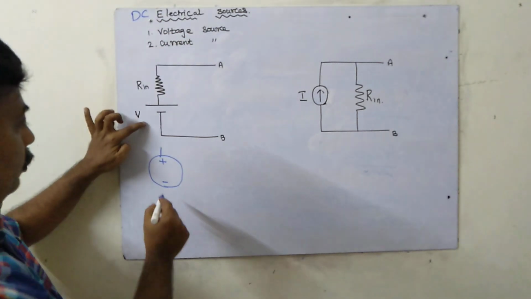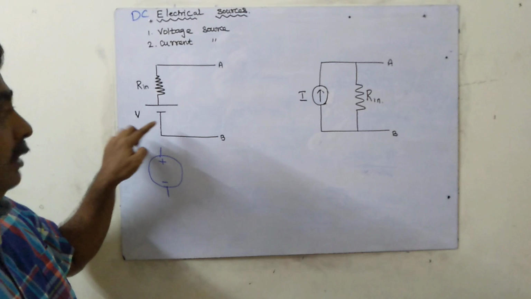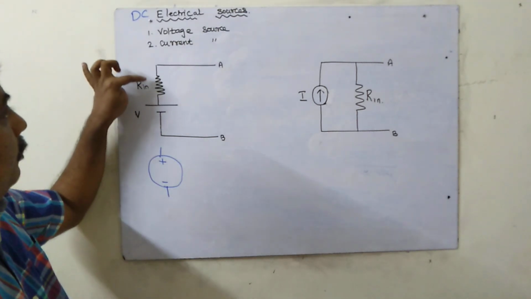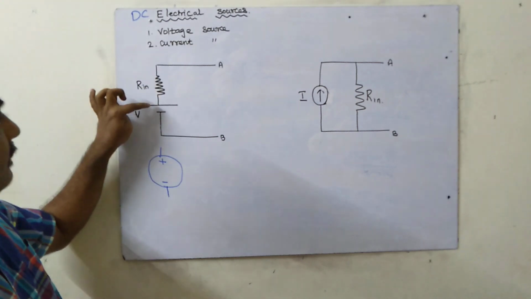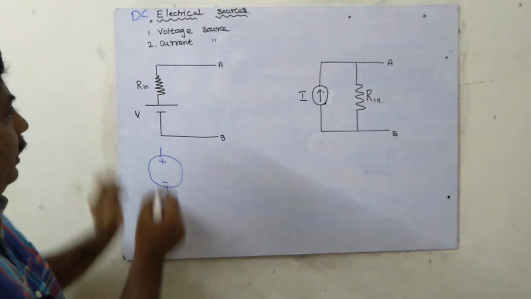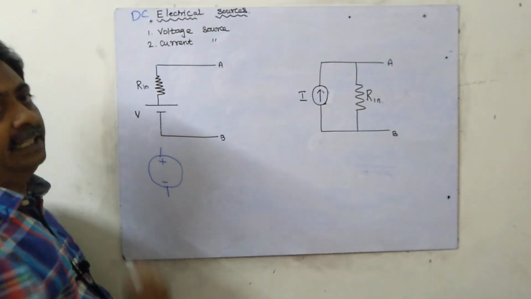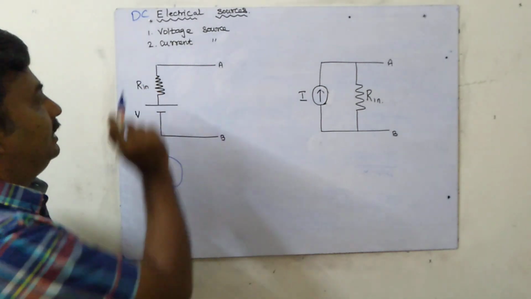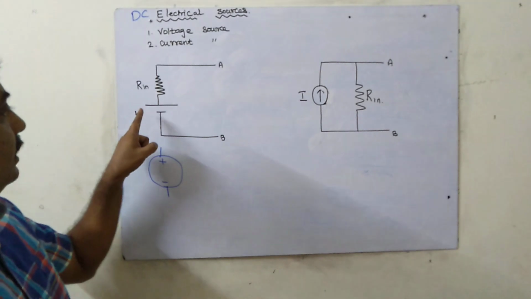Any electrical source will have an internal resistance. For example, a battery will have some internal resistance. It is denoted as connected in series. Actually this internal resistance will be inside the battery, but it is shown as a series resistance. Yeah, battery with the series resistance. This is the voltage source.